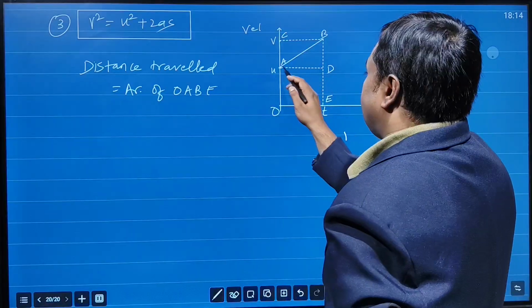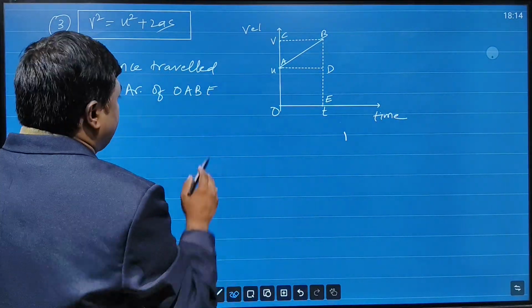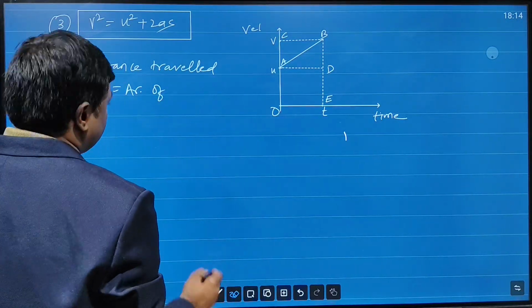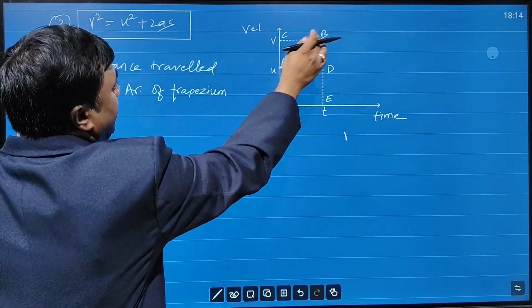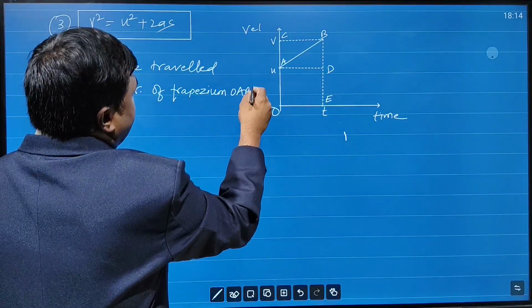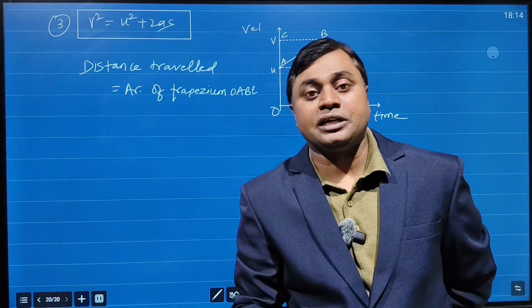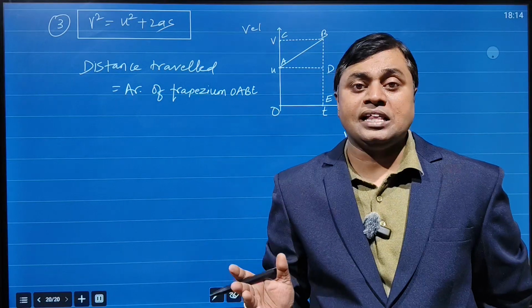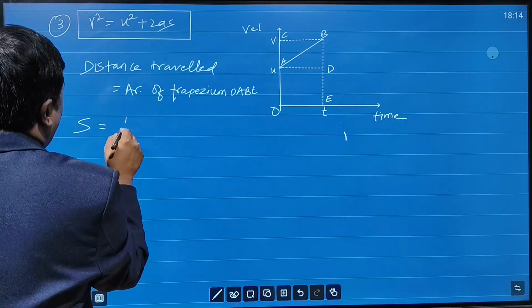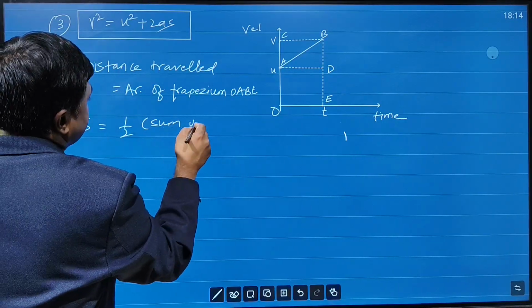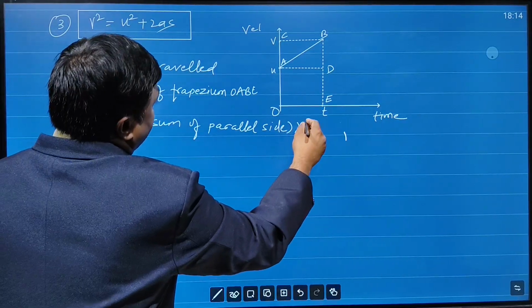This side is parallel to this side and this is perpendicular. Yes or no? So we can write the area of trapezium OABE. If we have learnt in maths, what is the area of trapezium? Area of trapezium is nothing but half into the sum of parallel sides into height. So substituting the formula, AC is equal to half into the sum of parallel sides into height.